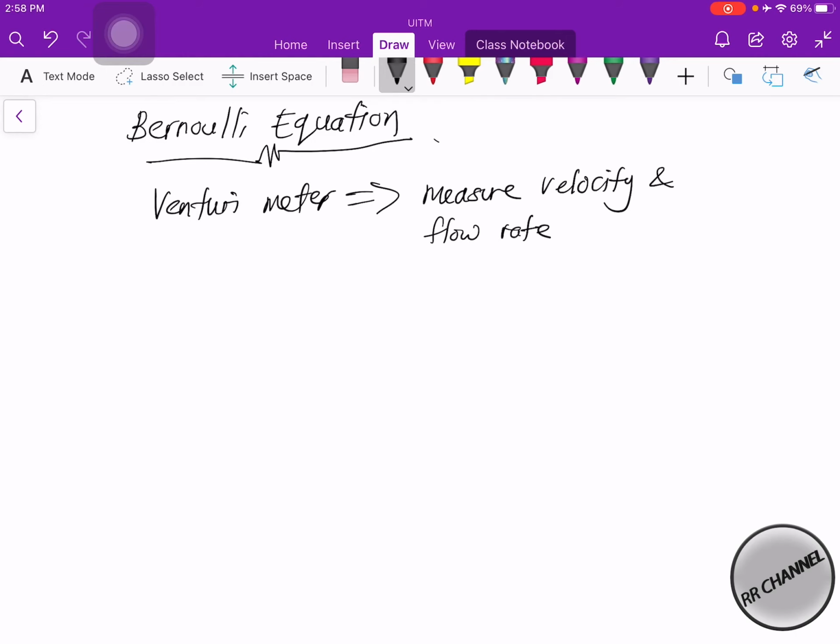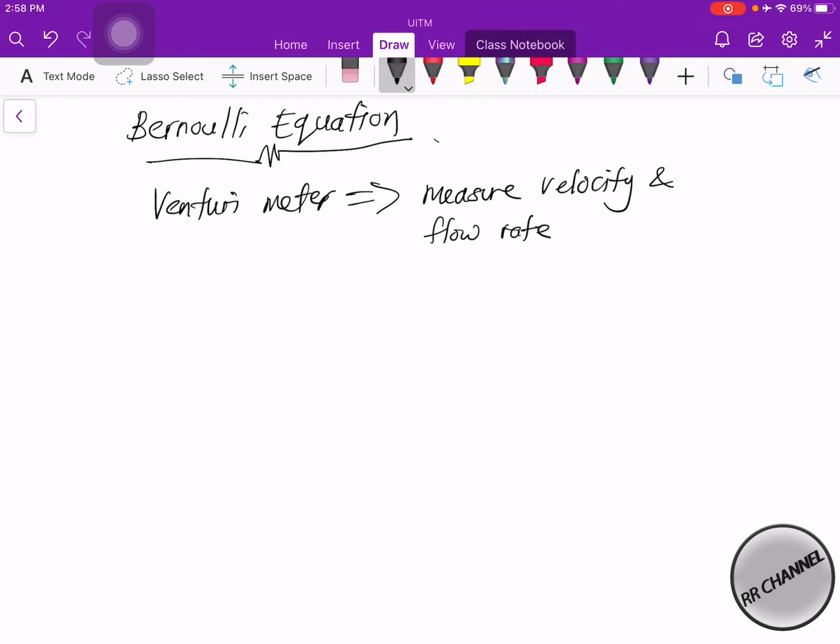In this video, we are going to apply the Bernoulli equation to one of the fluid flow devices called the Venturi meter. The Venturi meter is used to measure the velocity and rate of flow. It causes very low head losses, and thus should be preferred for applications that cannot allow large pressure drops, but it is more expensive than other devices such as the orifice.